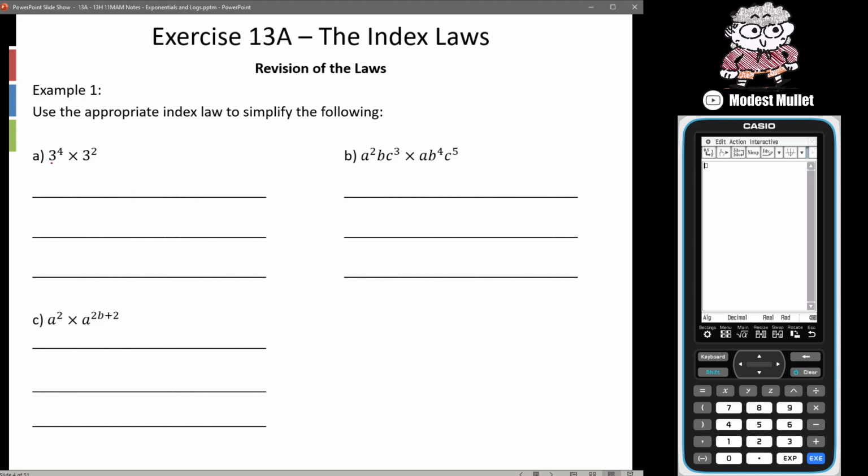3 to the power of 4 times 3 to the power of 2. We have the same base, so that's going to be equal to 3 to the 4 plus 2, which is equal to 3 to the power of 6.